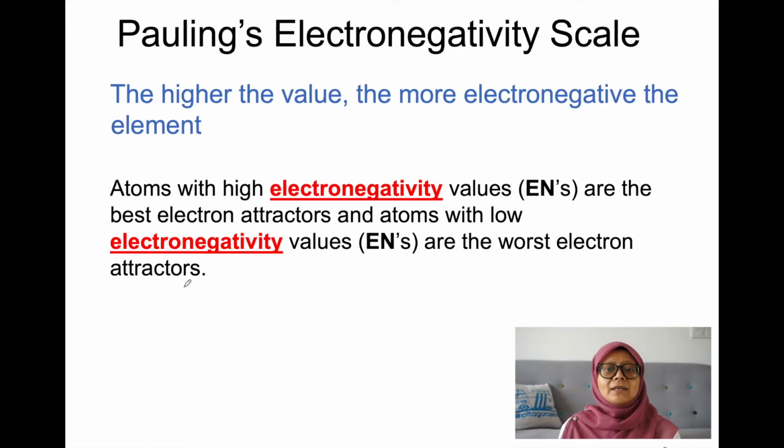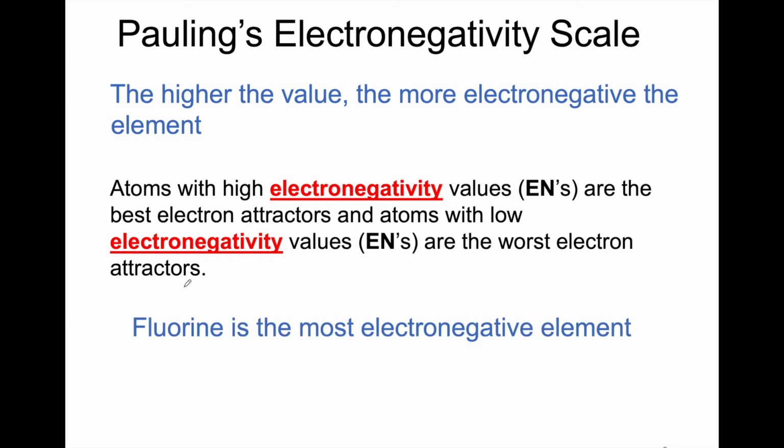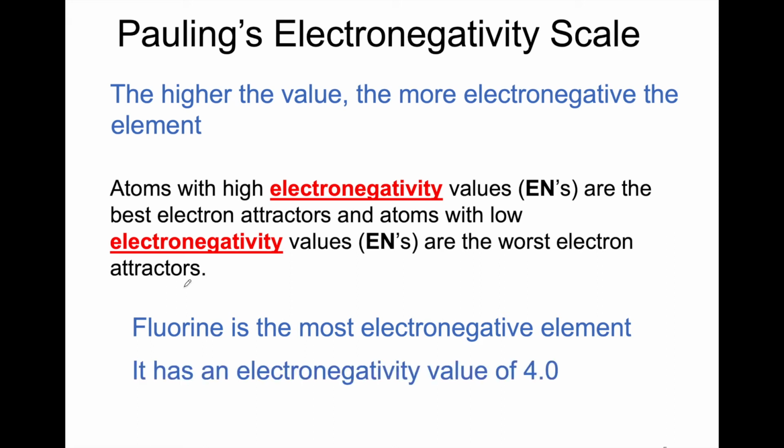Based on electronegativity, we have the Pauling scale. The higher the value, the more electronegative the element. Atoms with high electronegativity or high EN values are the best attractors, and atoms with low electronegativity values are the worst electron attractors. Based on your periodic table, fluorine is the most electronegative element. And why? Because it has an electronegativity value of 4.0.